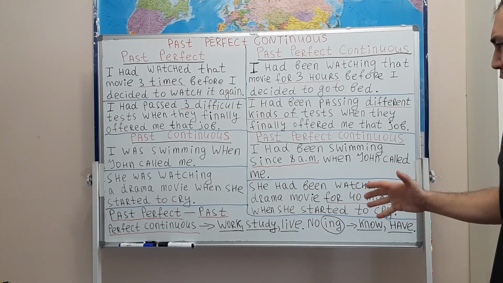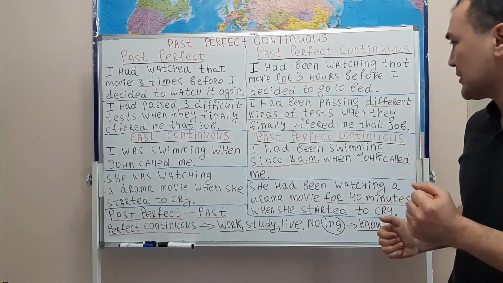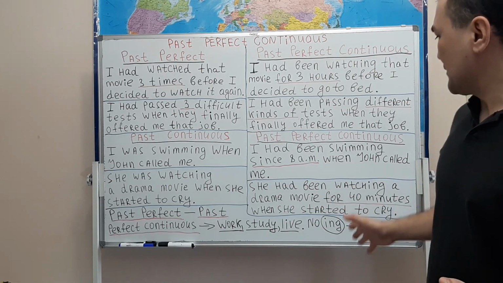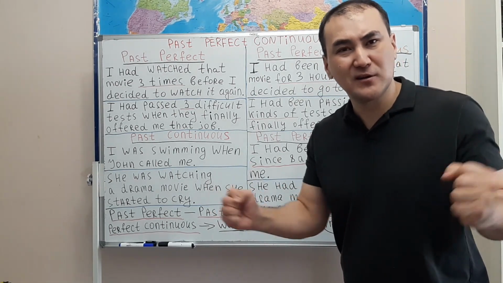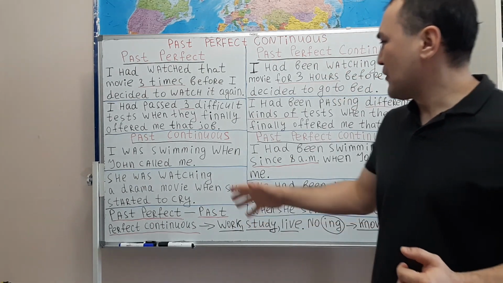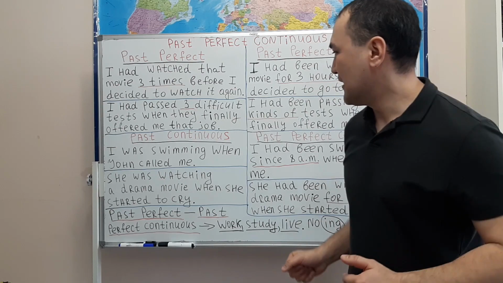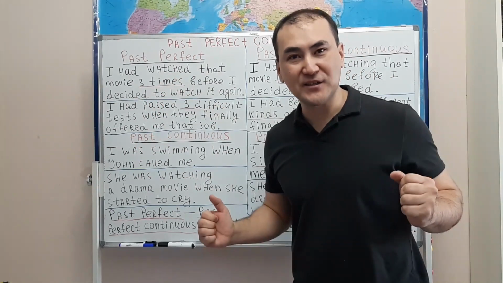Alright? So guys, basically it's up to you which way to use. As I mentioned before, past perfect continuous is more of a written style verb tense. And we would rather use in our daily lives the past continuous, okay? To talk about past action and process.